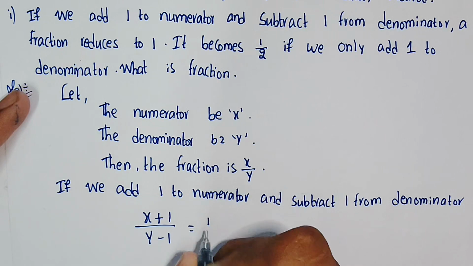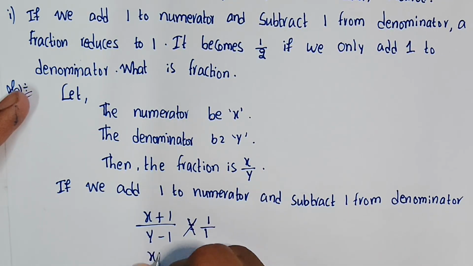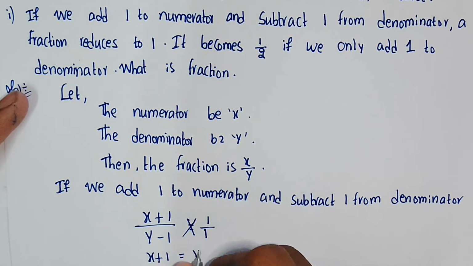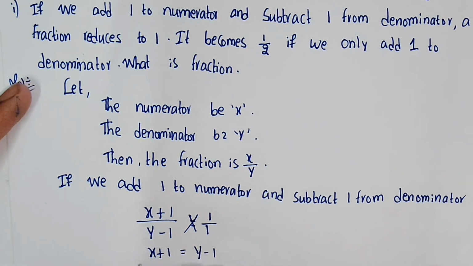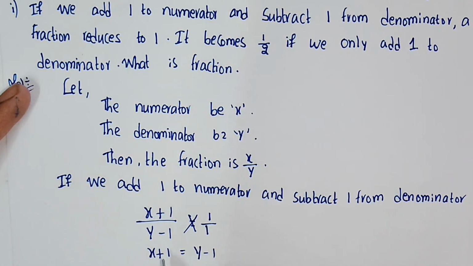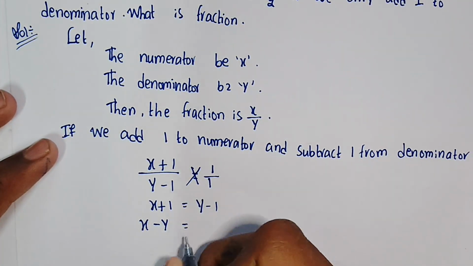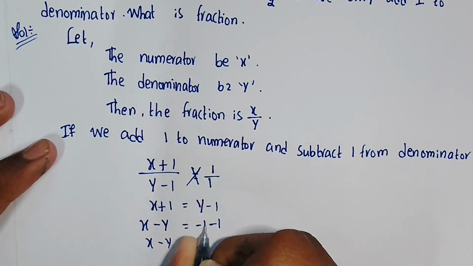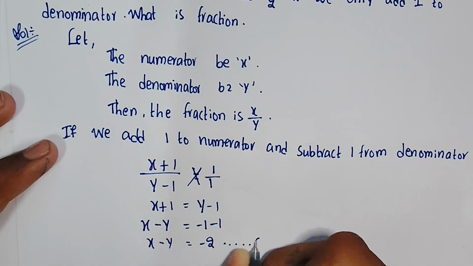Now I am doing here cross multiplication. It gives x plus 1 into 1, x plus 1 equals to y minus 1 into 1, y minus 1. I am going to transpose the y to the left side, then it becomes x minus y is equals to, at the same time I am going to transpose the plus 1 to the right side, then it becomes minus 1 minus 1. x minus y is equals to minus 1 minus 1, minus 2. I am taking it as equation 1.